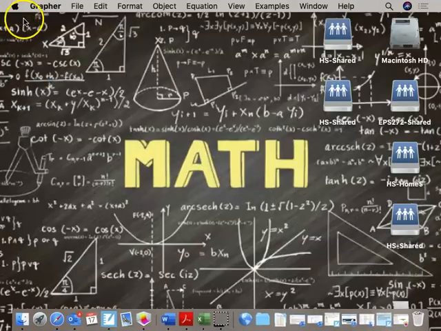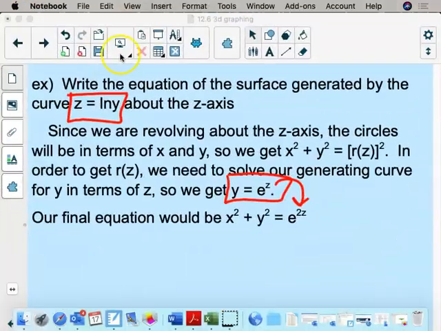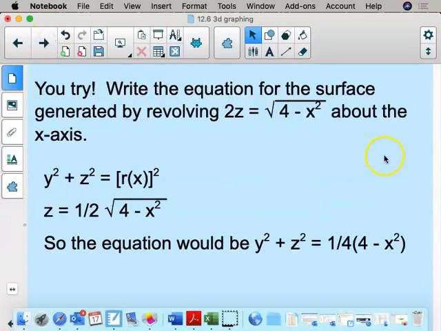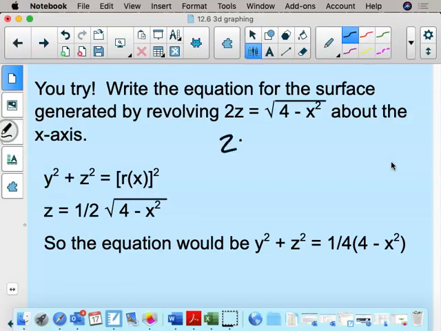All right, I have one more. Okay, if we revolve the equation 2z equals the square root of 4 minus x squared about the x-axis, whatever axis you're revolving about, that's the variable you want your equation in terms of. So we solve this in terms of x. So you get z equals 1/2 root 4 minus x squared, right?